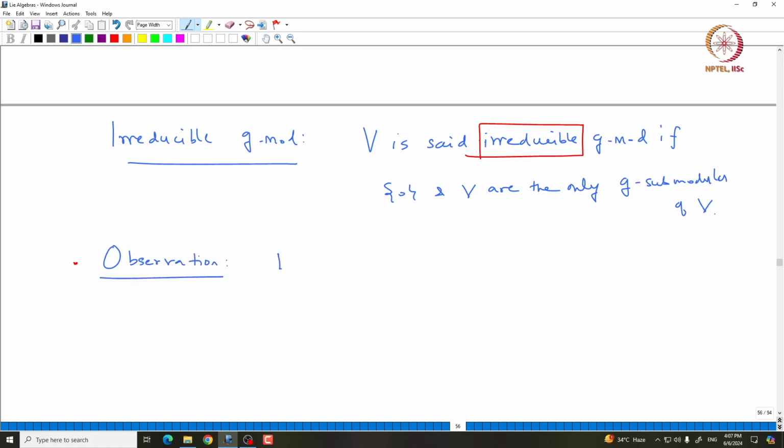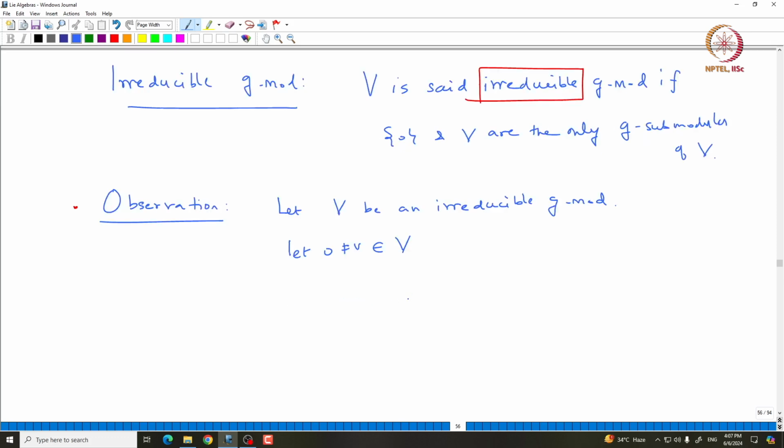Okay. So, let V be an irreducible G module. Then one can pick a vector capital V in V. We can take any vector, for any vector V in capital V.